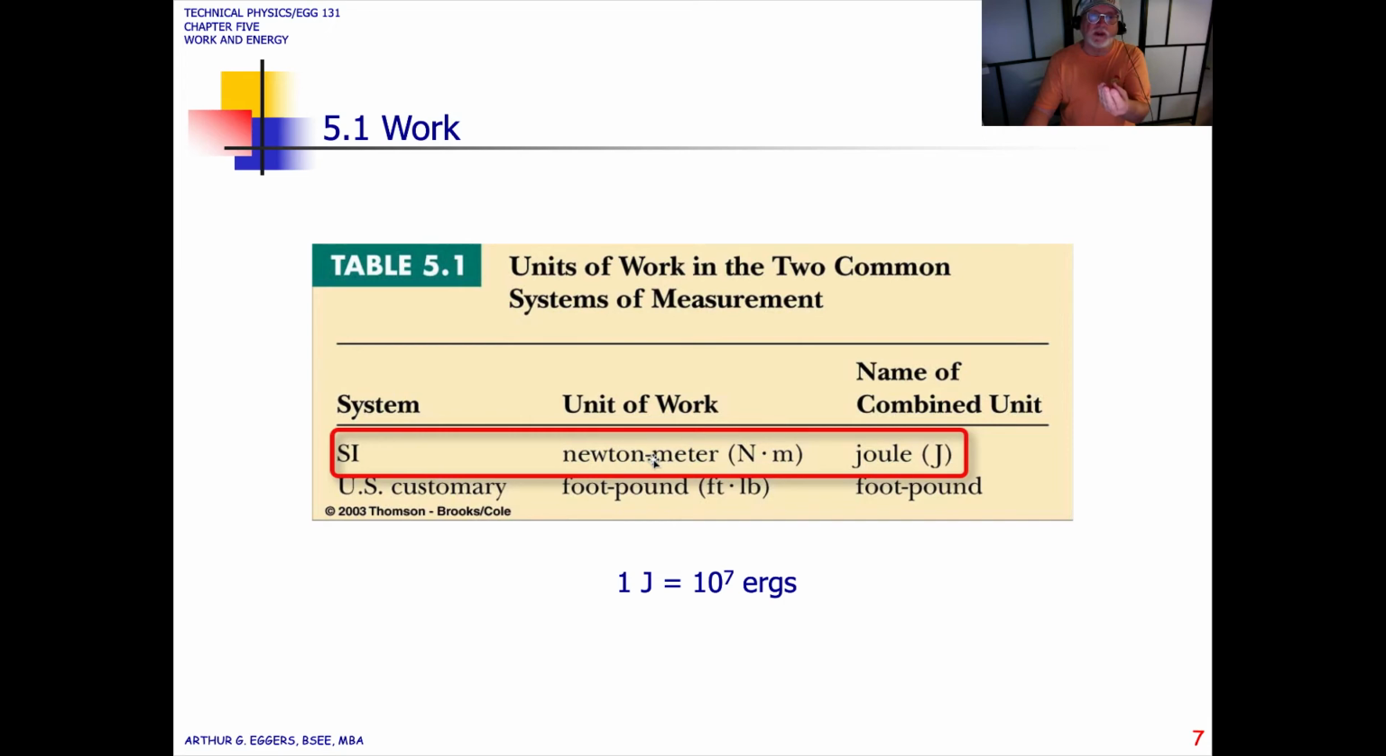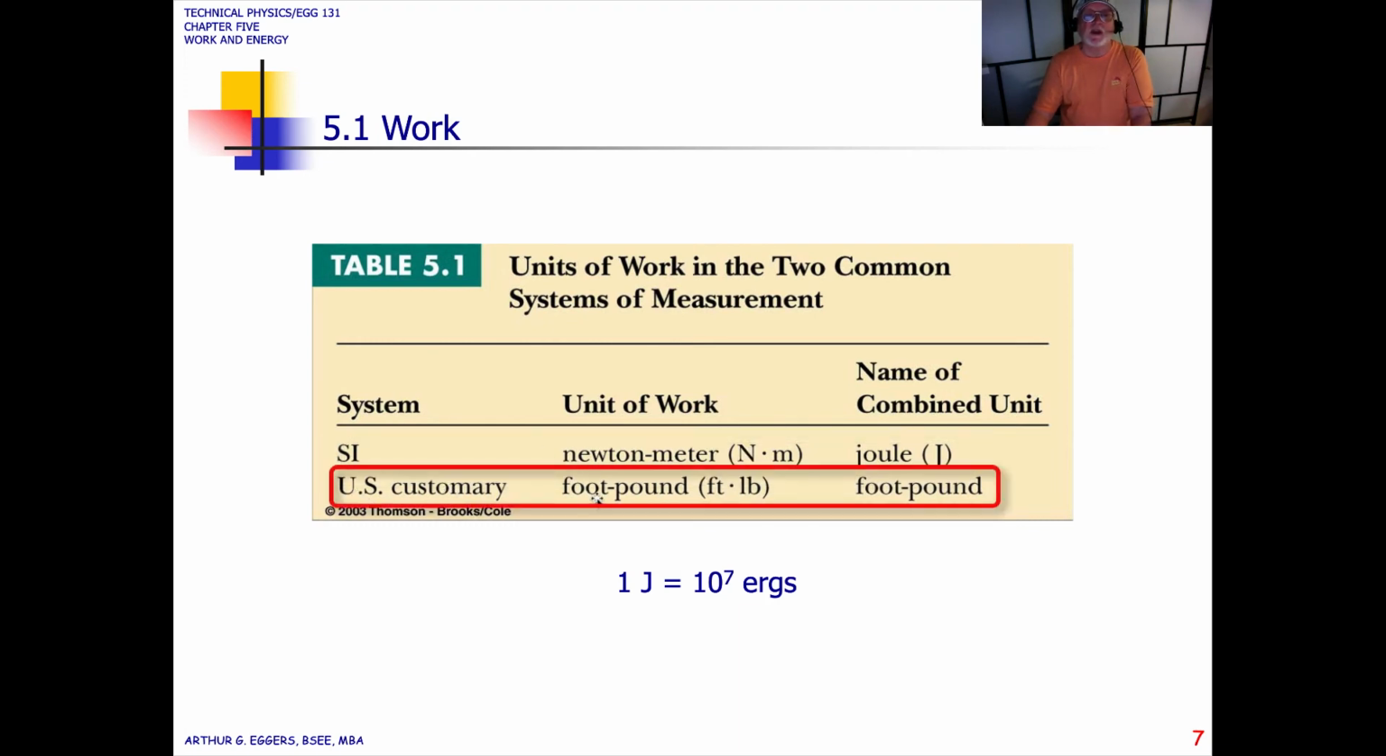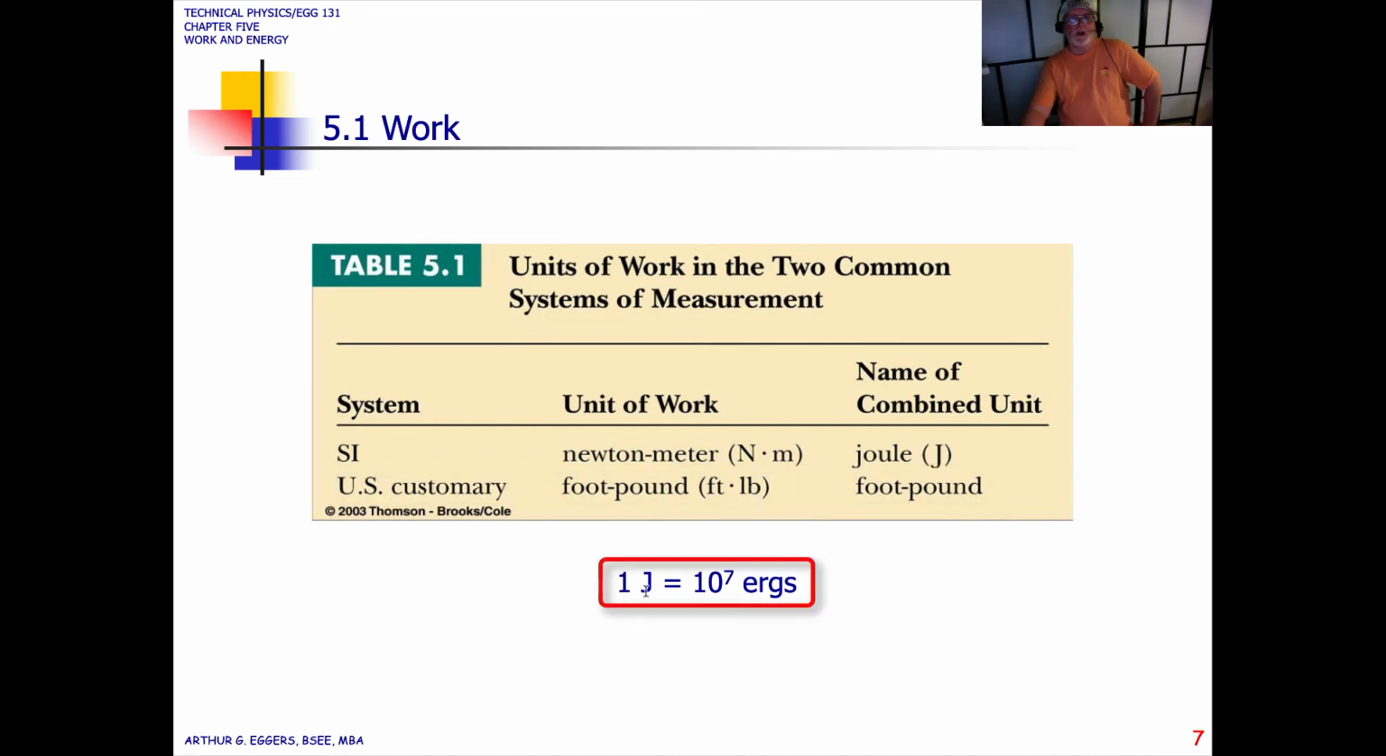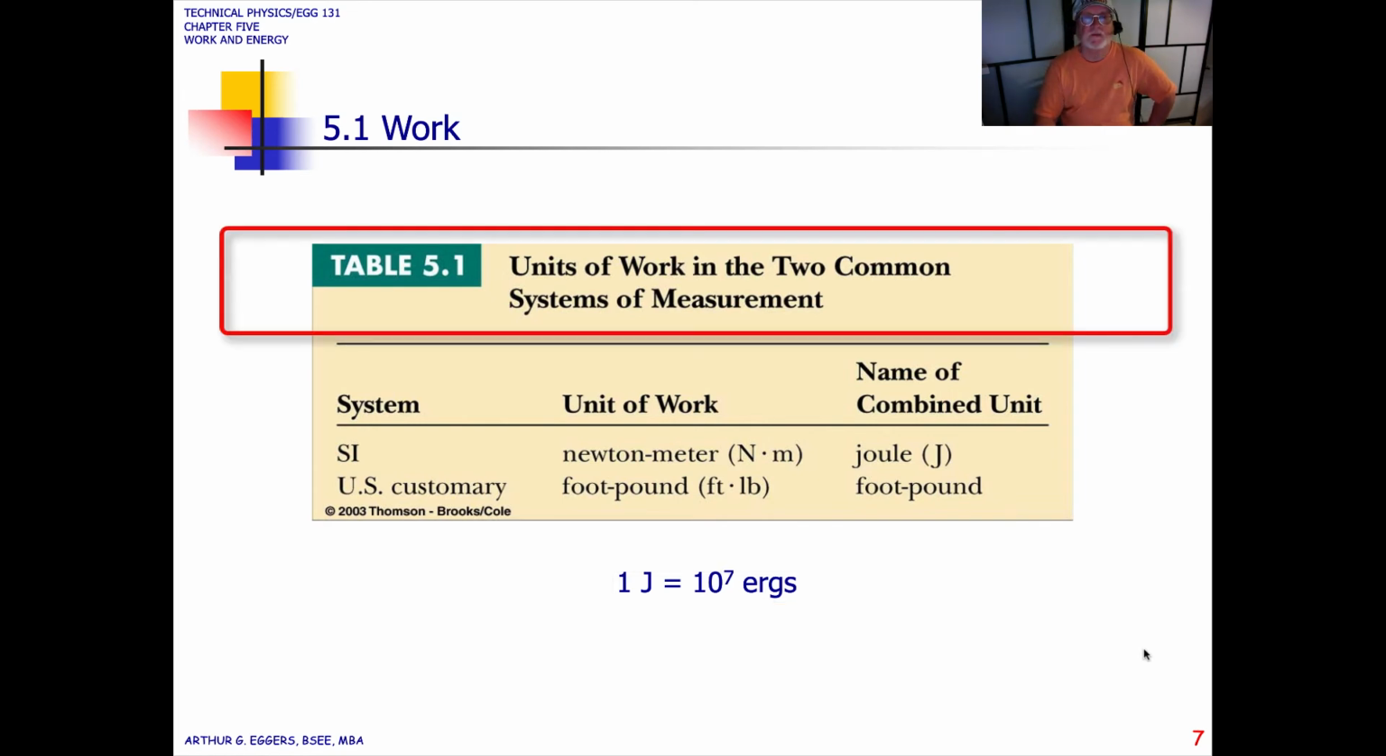You can call it a Newton meter, and in some cases you may need to, because when you decompose a problem, you may need to decompose it back. You may need to take newtons and decompose it all the way back to what? A kilogram meter per second squared. That was how we built the Newton. So in US customary, we call it a foot-pound, and the combined unit then is the foot-pound. Okay, so 1 joule is equal to 10 to the 7th ergs. Ergs changes us from meters to centimeters.